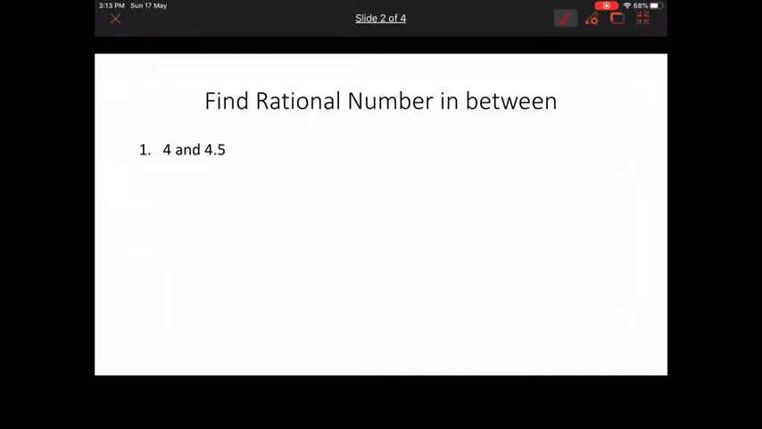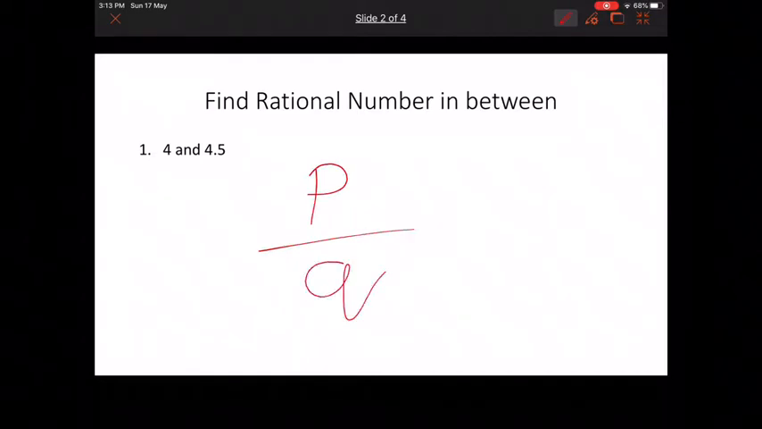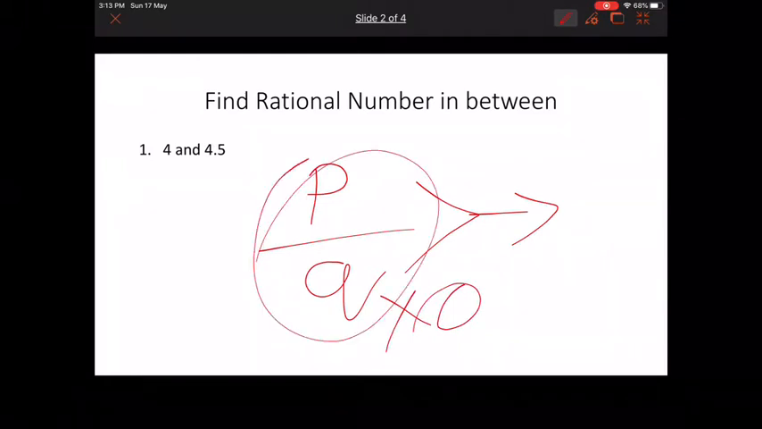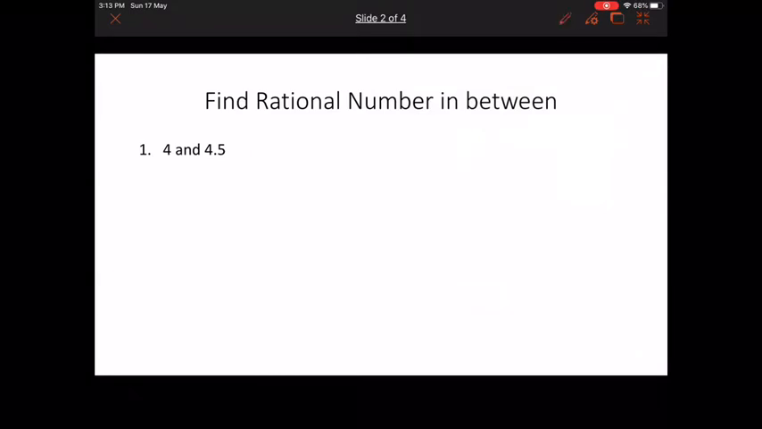So, before going to problems, I want to tell you a rational number is any number which can be written in the form of p by q, where p and q are both integers, and q is not 0. This form is called a rational number. An irrational number is a number which cannot be represented in the form of p by q. Then let's do some problems.